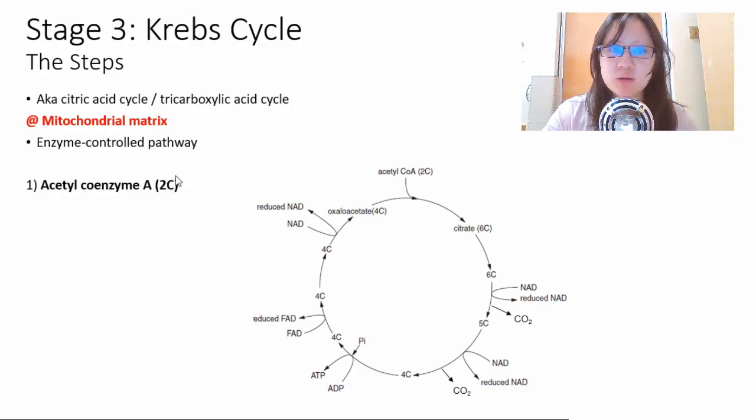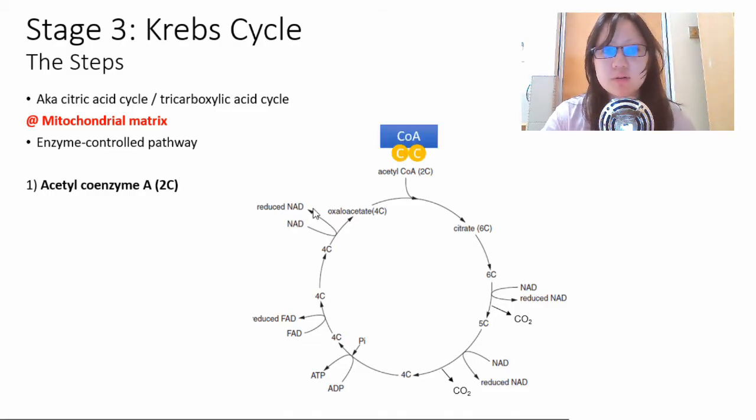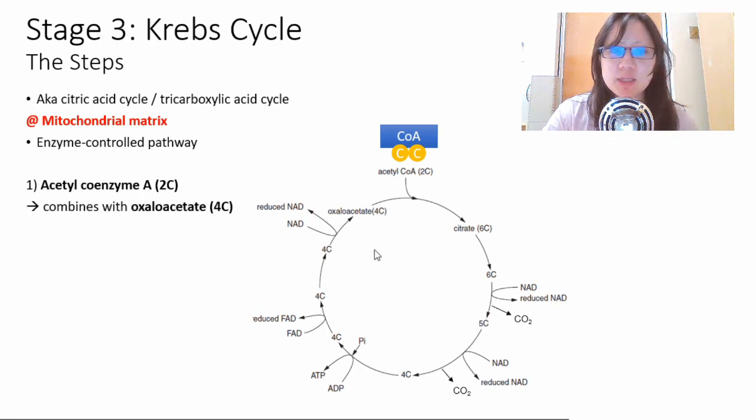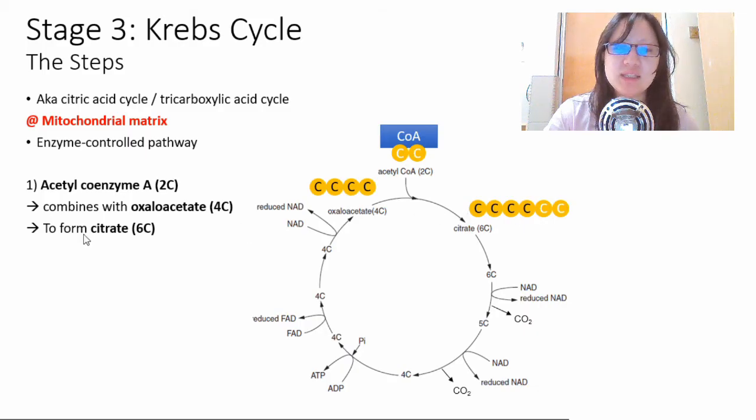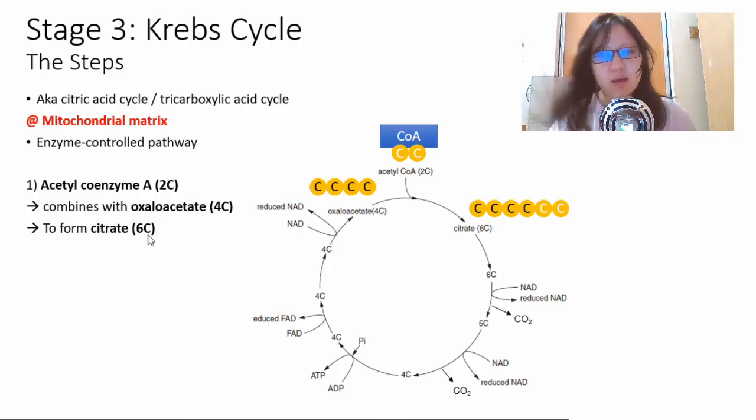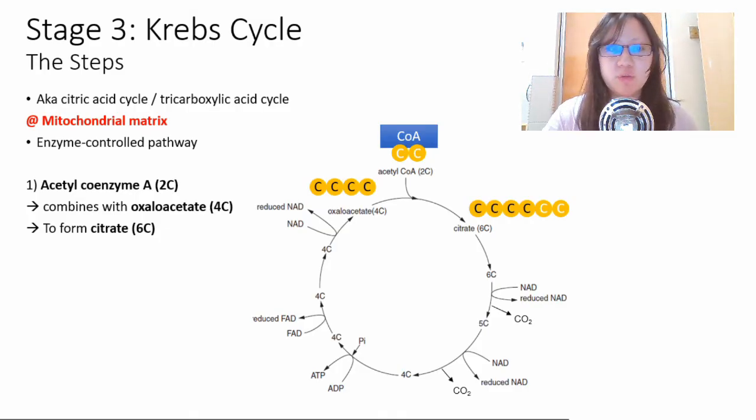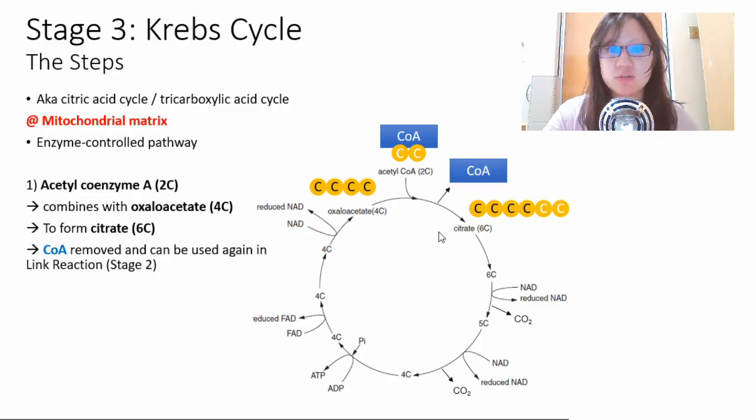Acetyl coenzyme A, a 2-carbon molecule that we produced in the link reaction, now enters the Krebs cycle. Ta-da! It combines with oxaloacetate, which is a 4-carbon molecule. So 4 plus 2 becomes a 6-carbon molecule called citrate. So that is oxaloacetate combining with acetyl coenzyme A to form citrate. Now you realize the coenzyme A is not drawn anymore, because it is removed. Coenzyme A is removed and can be used again in the link reaction all over again. So we just kick it away. Ding.